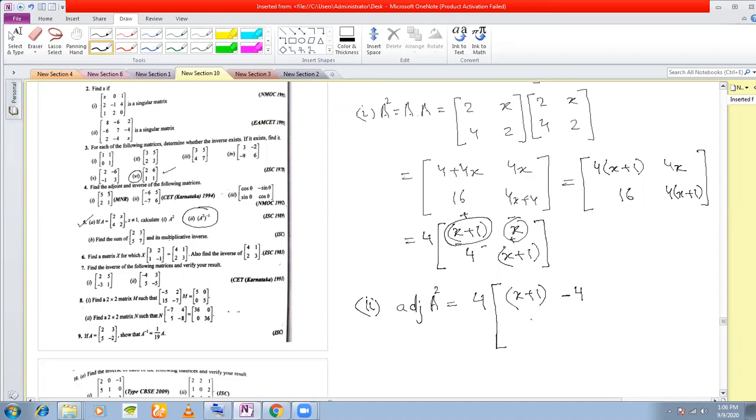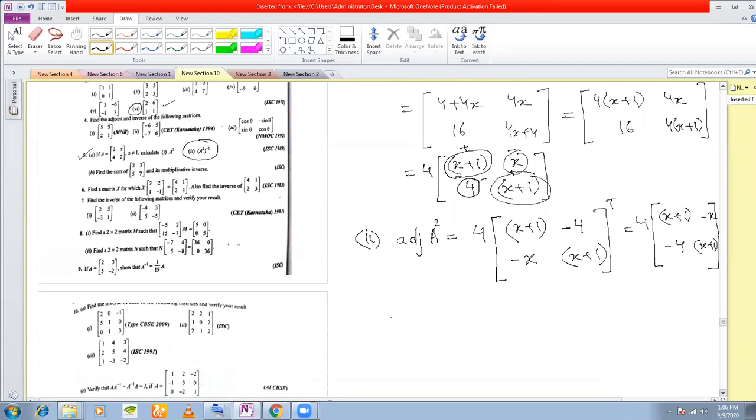So minus 4. Next, the minor of this element is x with a negative sign. And the minor of the last element is x plus 1 with a positive sign. And the whole thing takes a transpose. So this is 4 times the transpose of the matrix x plus 1, minus 4, minus x, x plus 1. So this is what you get, the adjoint of A square.